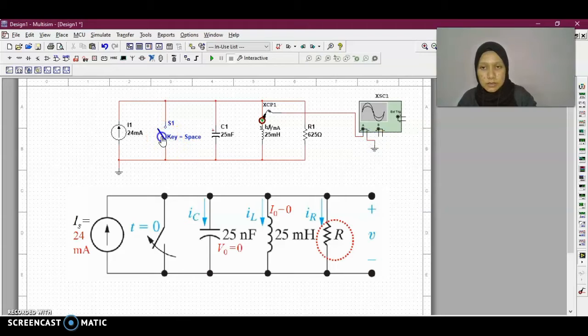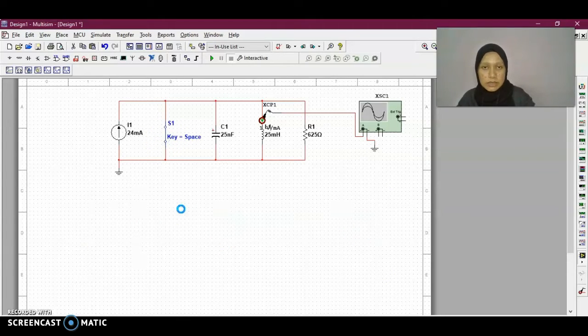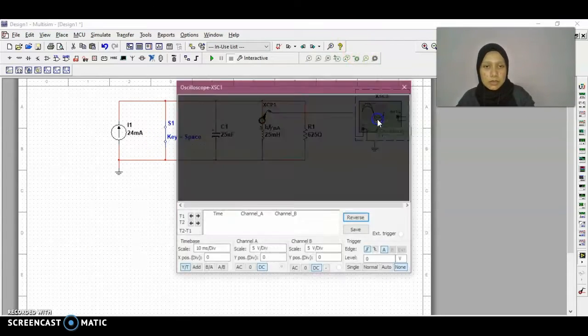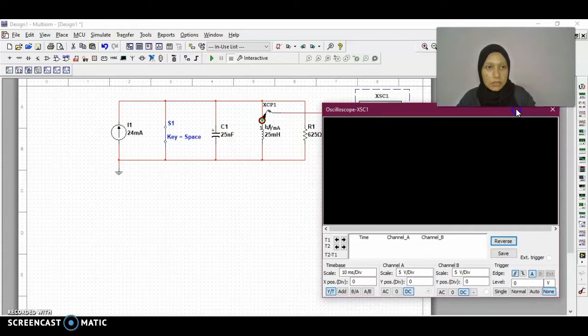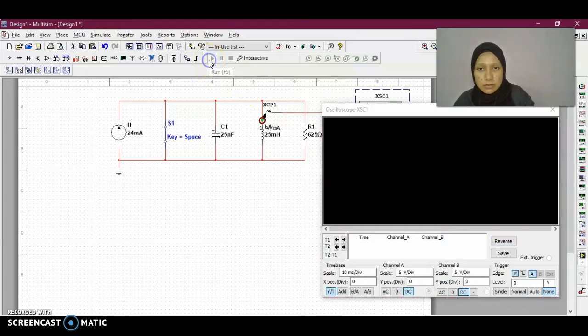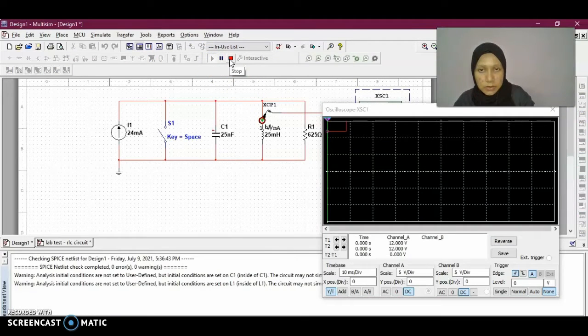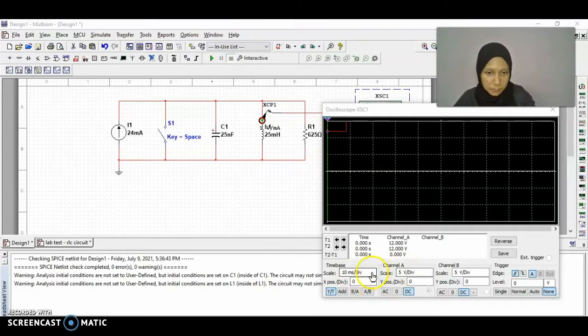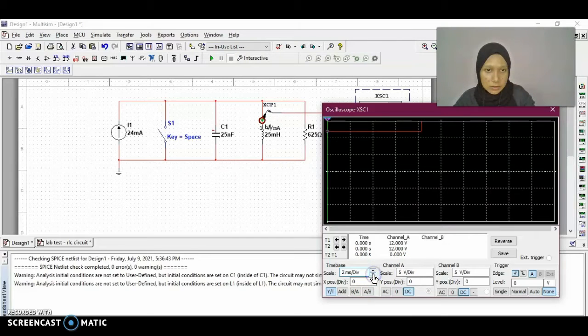Okay, so initially the switch is closed. You can delete this. Okay, so now we observe the output when the value of resistor is equal to 625. So run, open the switch and stop the simulation. Then adjust the circuit.